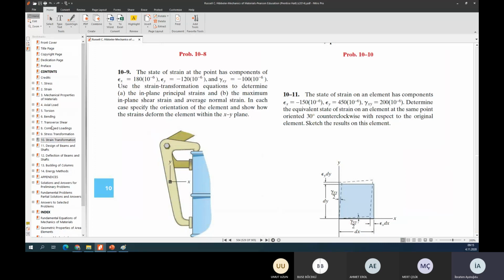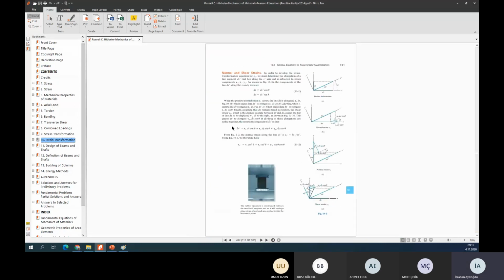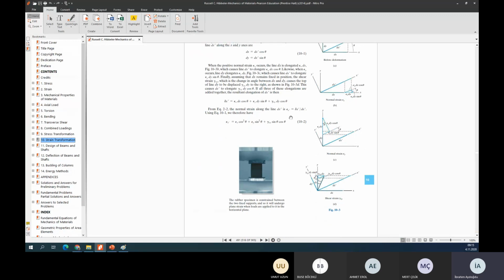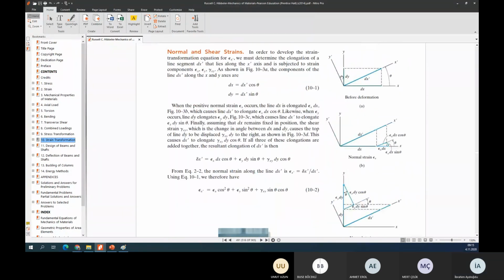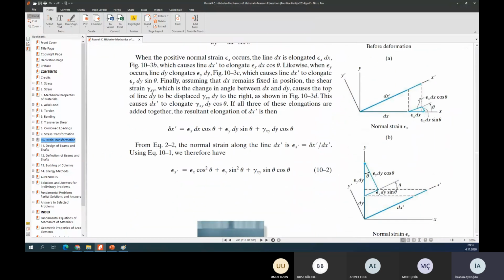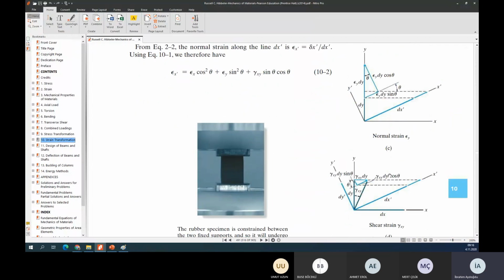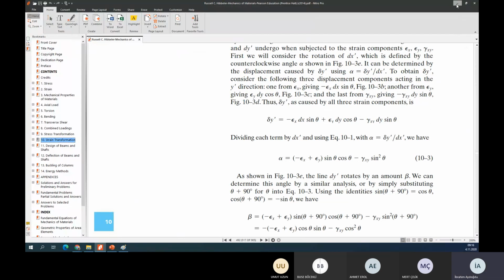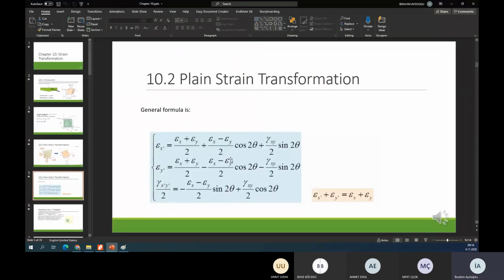You can also look at the book. For example, I want to show the proof like this. Yes, here we go. They show how it changes by using this figure. Can you see clearly? Very well. You can see the sine and cosine relations. Always we are using geometry. By using this relationship, we obtain this equation. I don't want to go into detail because we are not responsible for it, but I can say that by using geometry we can get these equations.